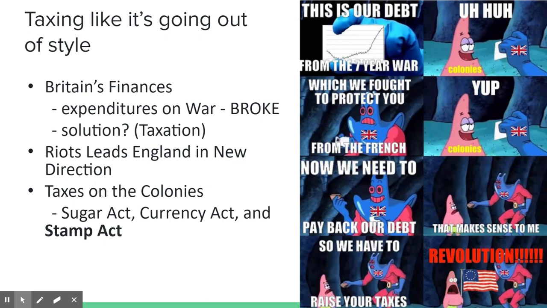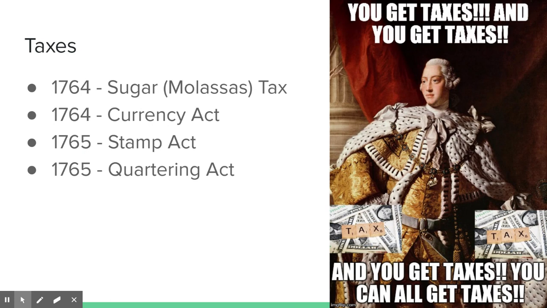There's the sugar and molasses tax. There was a currency tax, a Currency Act, I should say. There was the Stamp Act, and the Stamp Act is basically a tax on all legal documents, newspapers, pamphlets, advertisements, anything of the sort. Here are the other taxes that we were just talking about. The difference between the Stamp Act and everything else is that the Stamp Act was the first direct tax on the colonists. Everything else was a tax on merchants, whereas the stamp tax was a direct tax on the colonists. And so they're not going to be happy about it.